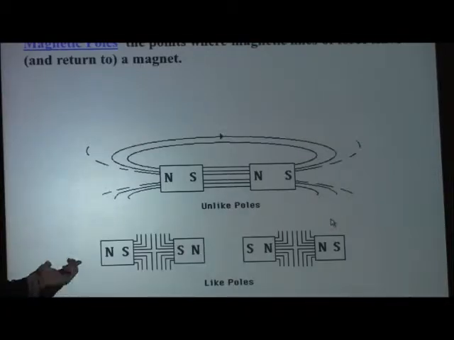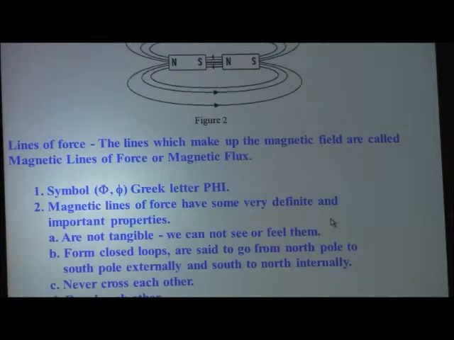Like poles repel, unlike poles attract. Know the definition of lines of force, or what magnetic flux is. And magnetic flux are lines of force.